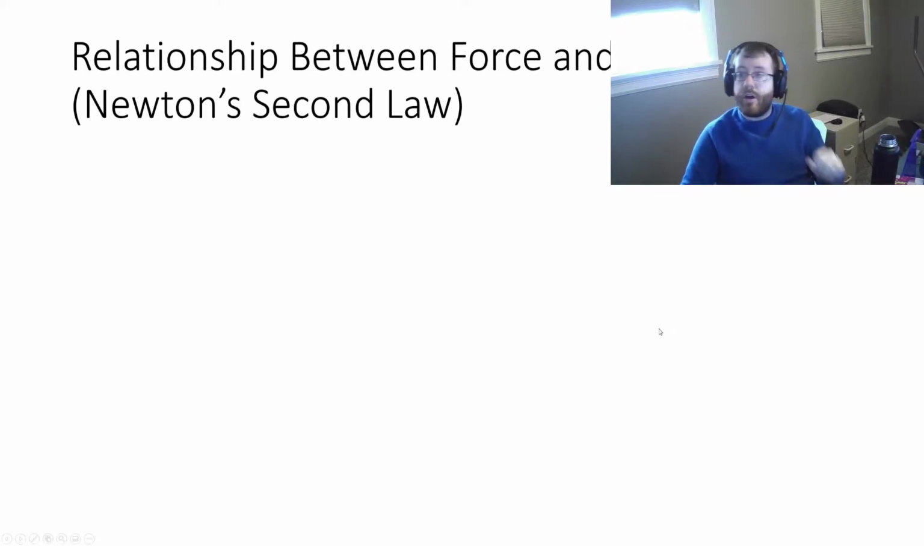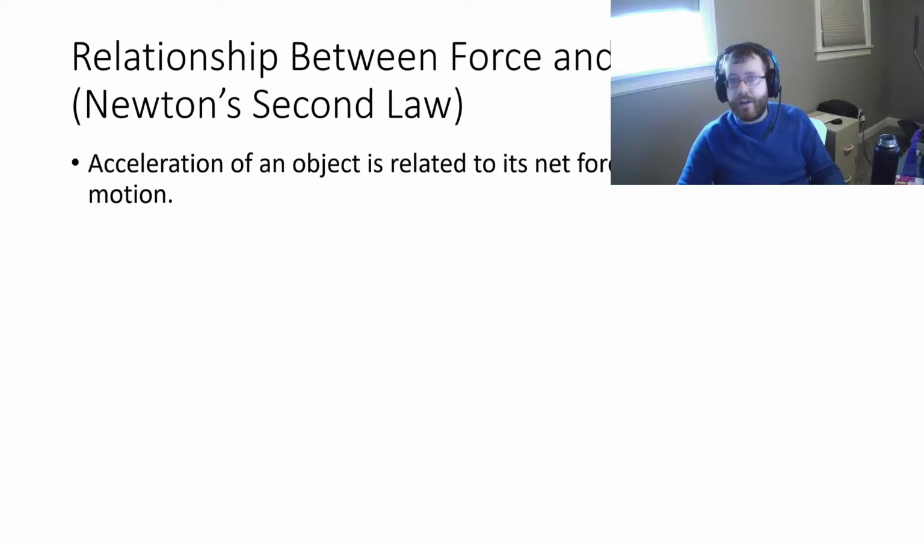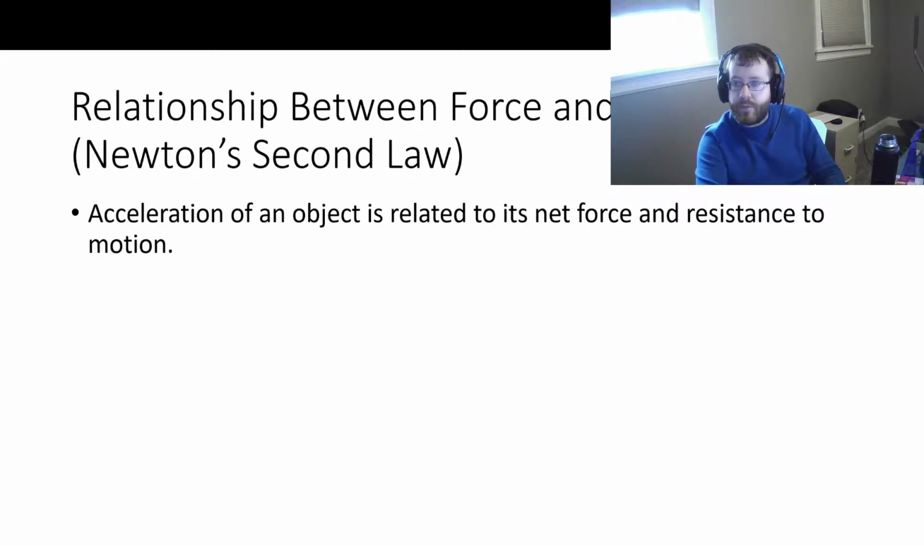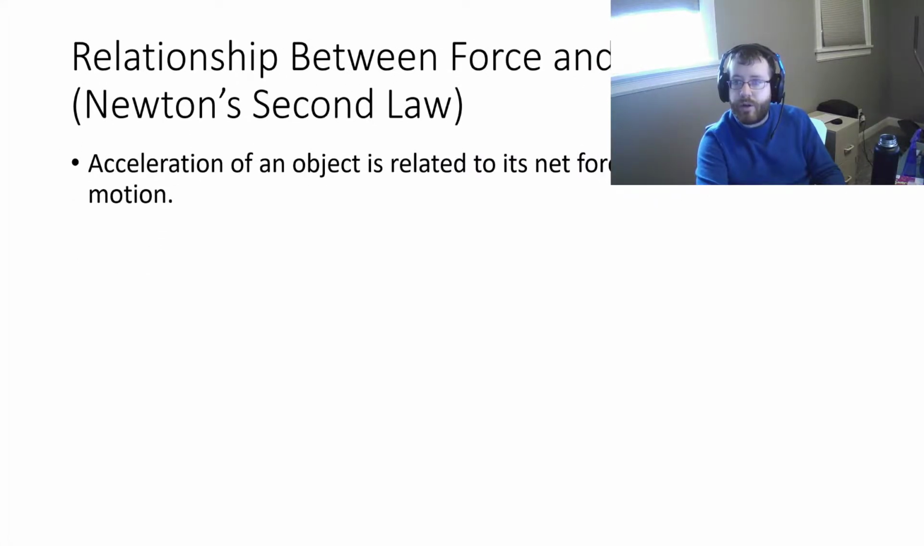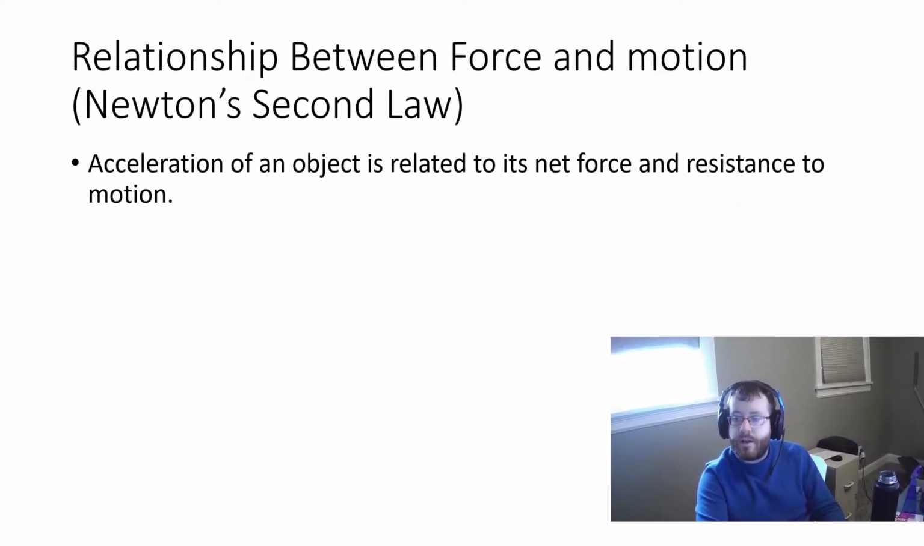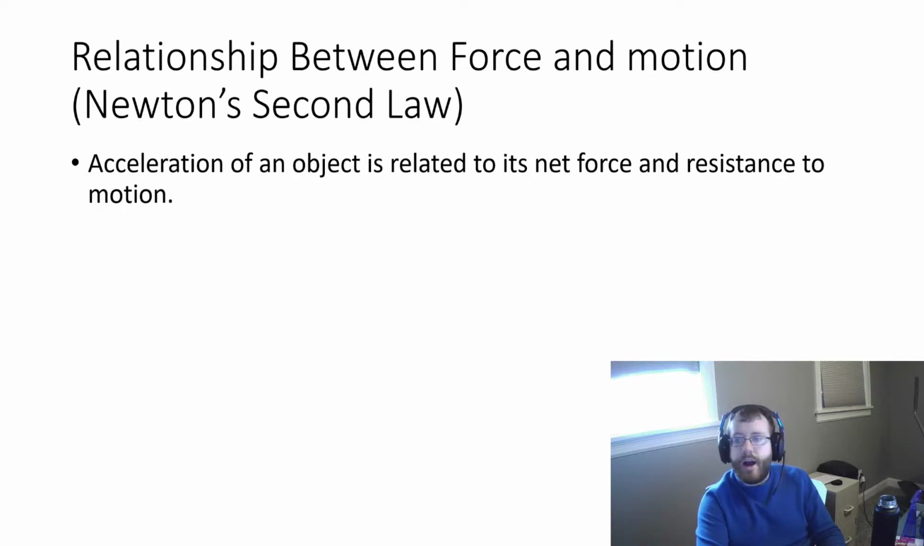All right. Starting off with some new stuff, we talked about Newton's second law. Let me move my camera so it's out of the way. There we go. Newton's second law can be written out with words, which is: acceleration of an object is related to its net force and resistance to motion. However, it's easiest to understand when we actually look at the formula.